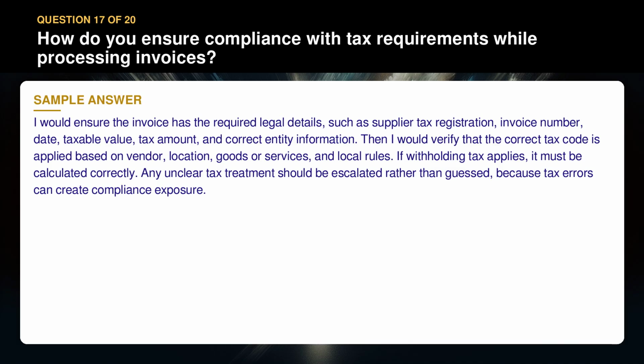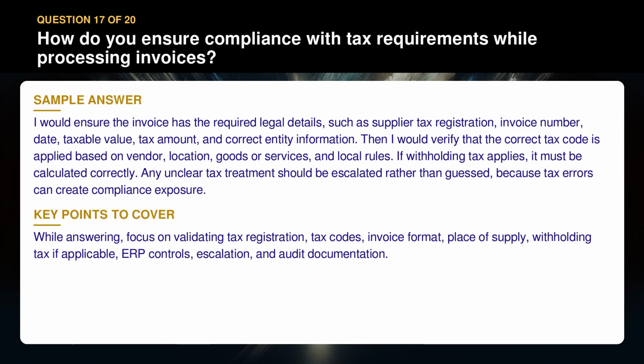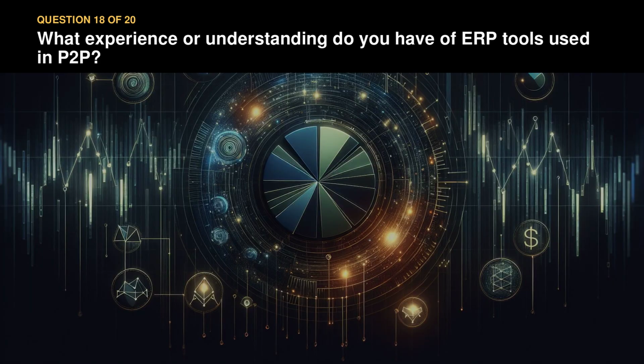Any unclear tax treatment should be escalated rather than guessed, because tax errors can create compliance exposure. While answering, focus on validating tax registration, tax codes, invoice format, place of supply, withholding tax if applicable, ERP controls, escalation, and audit documentation.